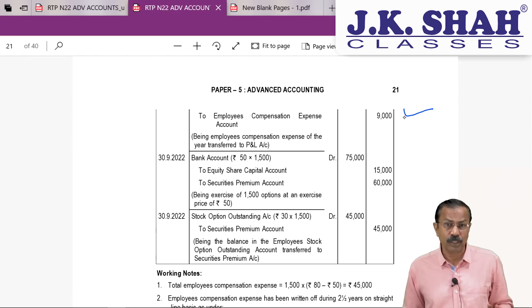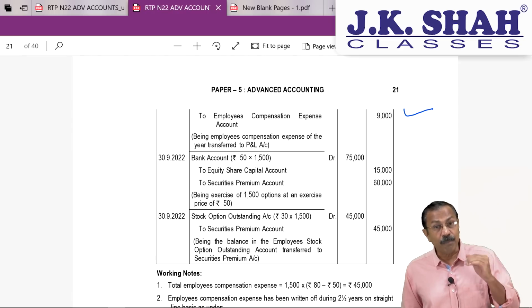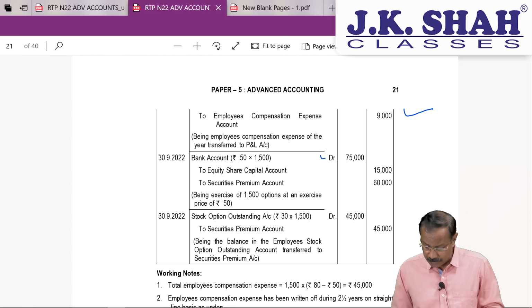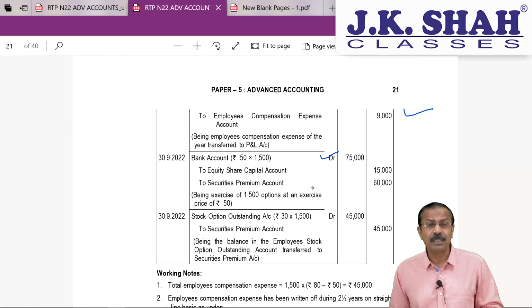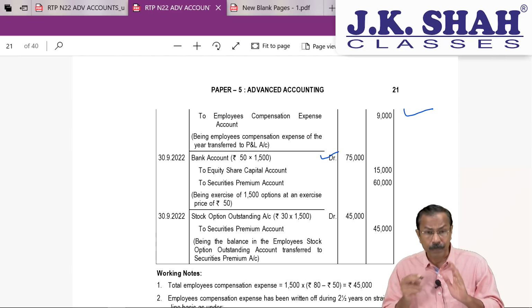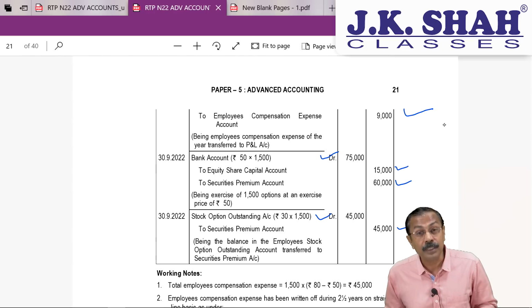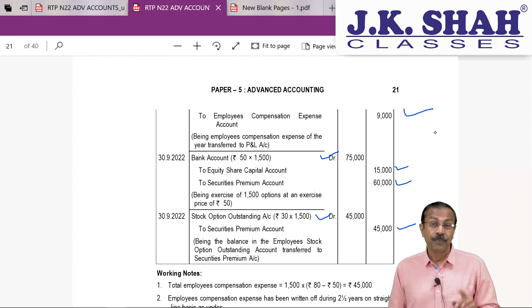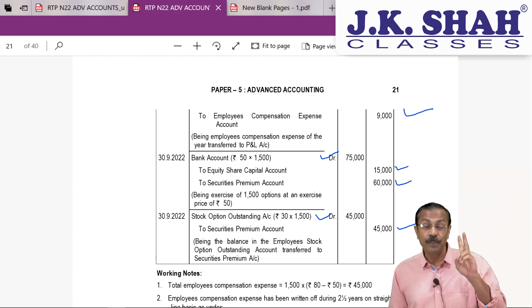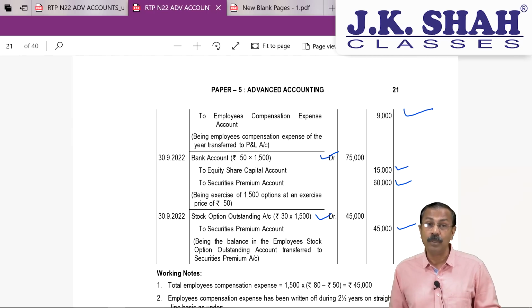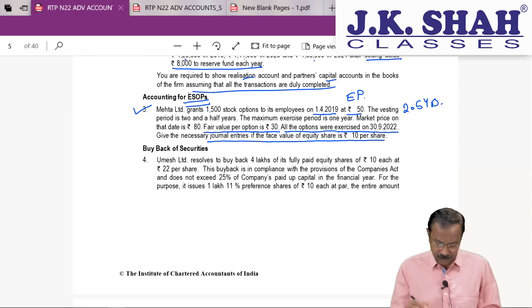Everybody subscribed to the shares. So company will receive money 1500 into 50 rupees, remember, that is 75. They have passed separate entries, you can merge them, remember. Employee stock option 45 debit to equity share capital, and the balance goes to securities premium, remember. Face value is 10. 80 rupees minus 10, 70 rupees is your premium in simple words, remember. That's your ESOP chapter. Simple question.